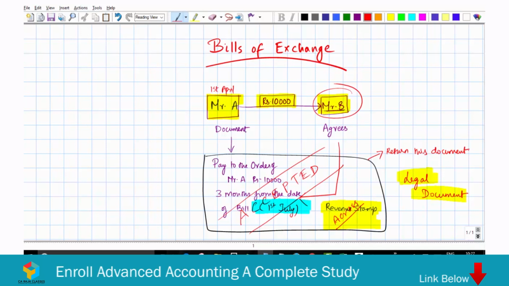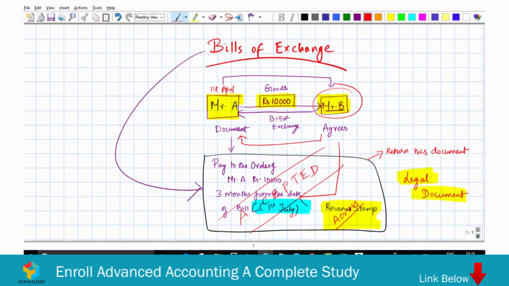So what is the name of this document? Okay, the name of this document is nothing but bills of exchange. So here Mr. A, instead of receiving the cash, is going to receive a bill from Mr. B, which of course he prepared and Mr. B accepted. So he is selling goods worth 10,000. Goods are going from A to B, and Mr. B is giving him a bill of exchange instead of cash now. And exactly on the due date, Mr. A will give the bill of exchange to Mr. B, and Mr. B will give cash to A.